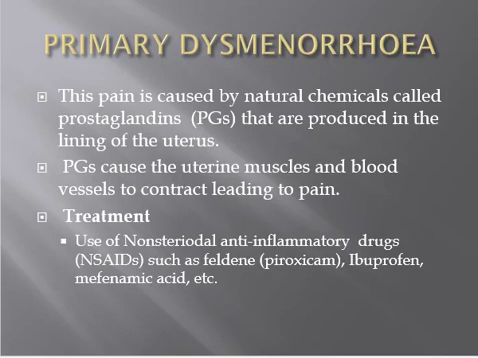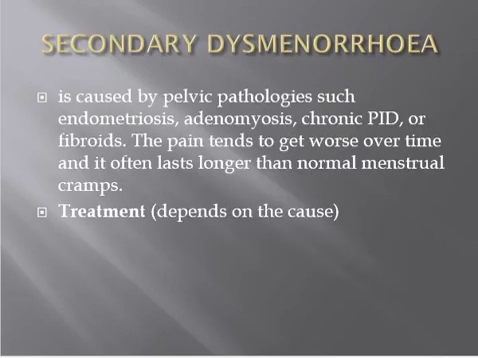Okay, so let's go to the secondary dysmenorrhea. This secondary dysmenorrhea is caused by other medical conditions that affect the female reproductive system, such as endometriosis, adenomyosis, chronic PID, or fibroids. I'll just break down the terms in a short form.